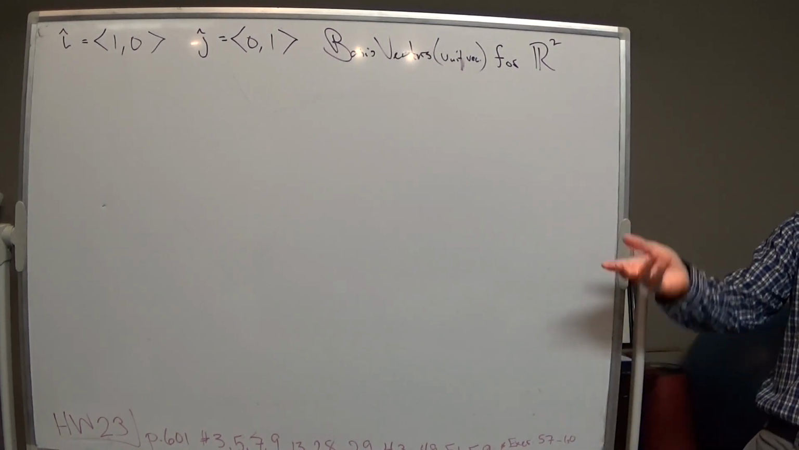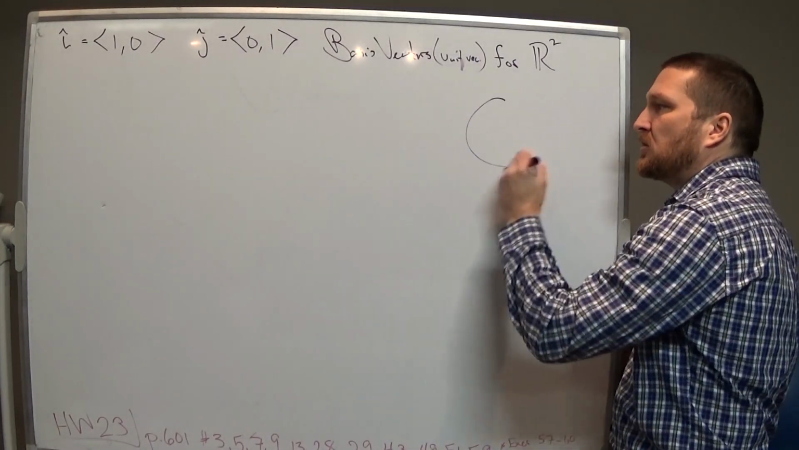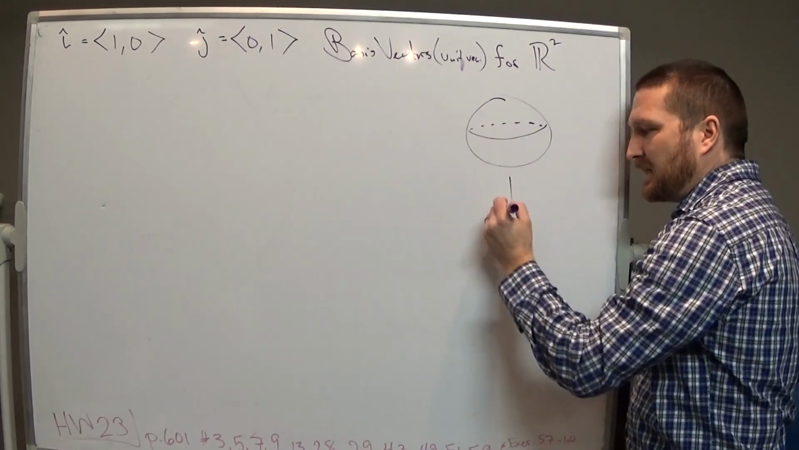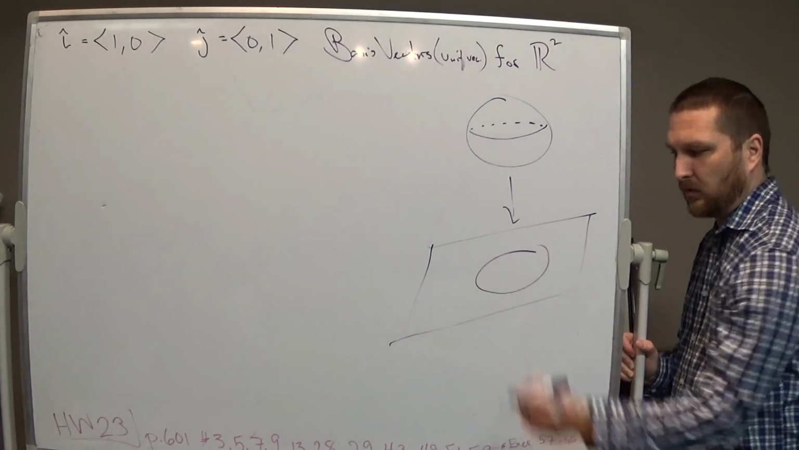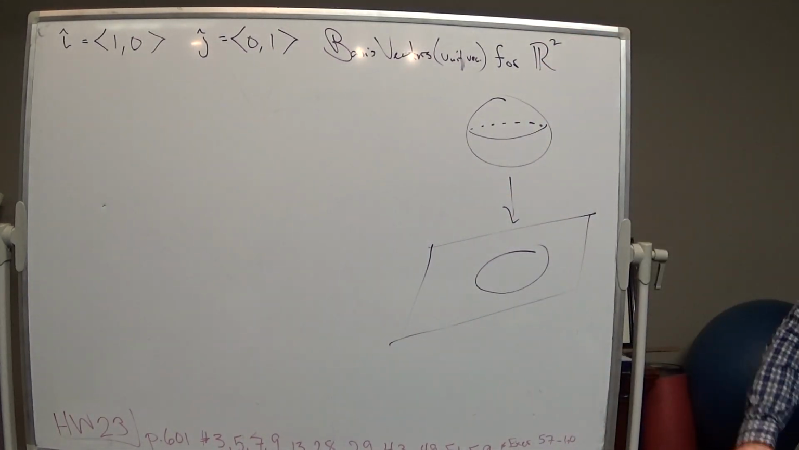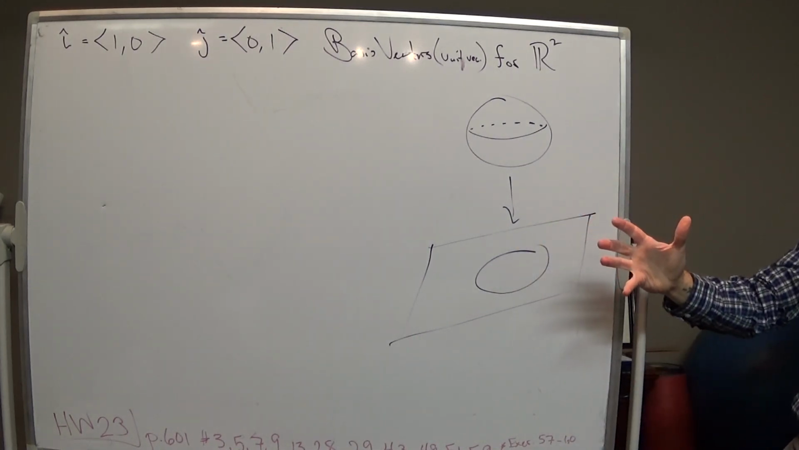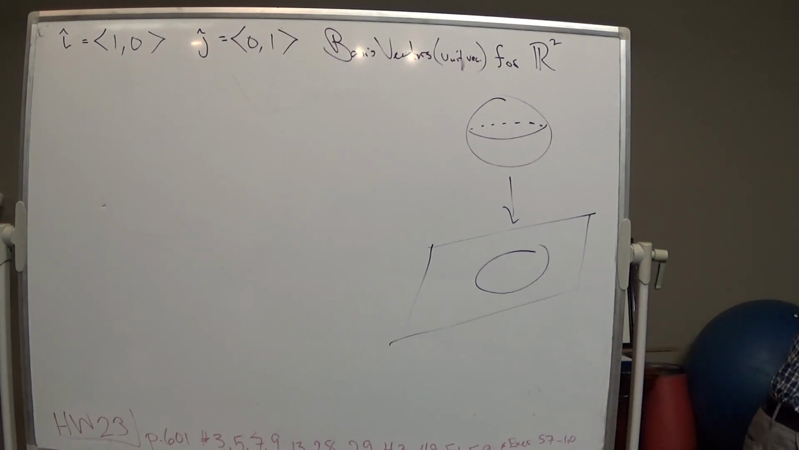It's just another direction. It's not that way, that way, or that way. It's something else. But the same way that you could take a three-dimensional object and project it down onto, say, a plane, and what you get is a circle, right? In this case, I project my sphere down onto there. What you could do is take a four-dimensional object and project it into three dimensions. So that's how you could graph it.